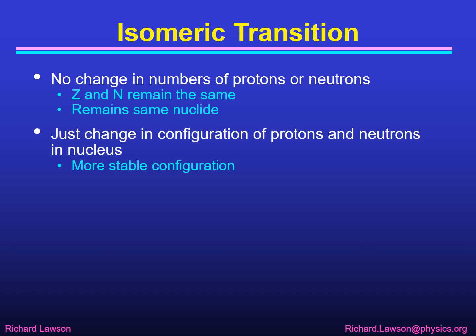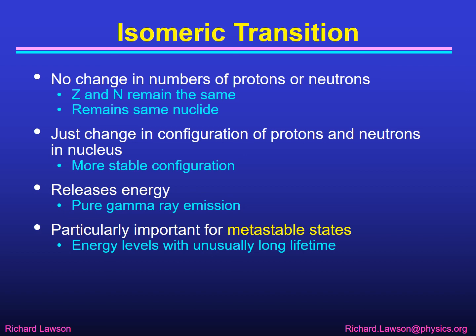So it's just a change in the configuration of the protons and neutrons in the nucleus that results in a more stable configuration. And it releases the energy as pure gamma emission. So this is a very nice clean form of decay. We just get gamma rays, we don't get any beta particles at all. This is particularly important for things that we call metastable states.